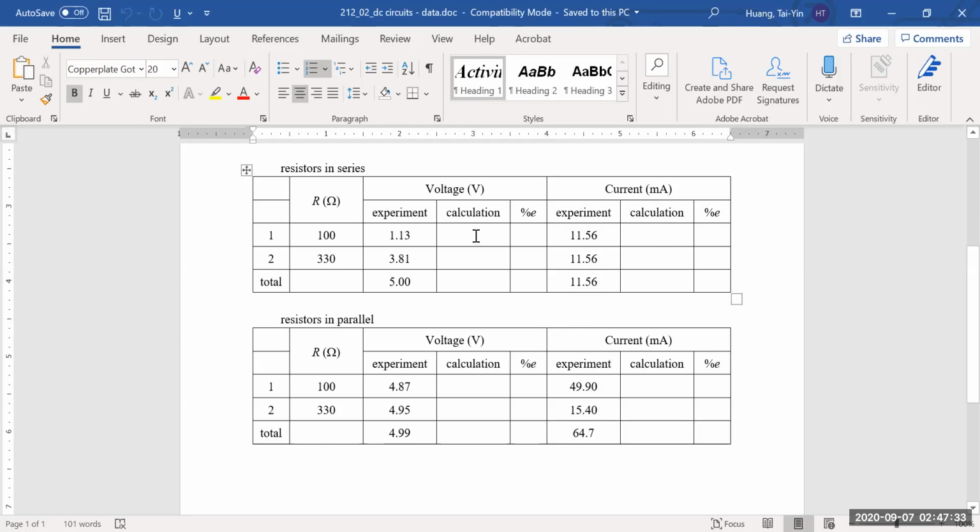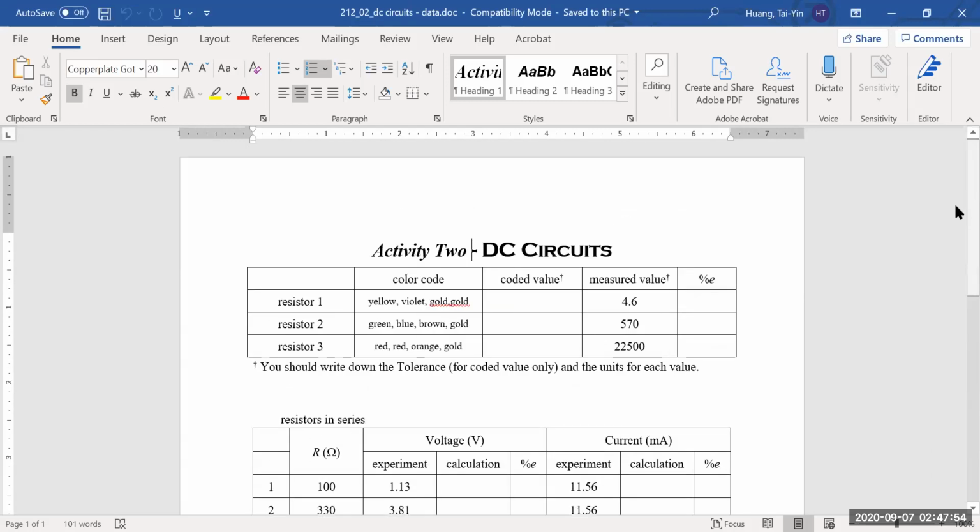And you just need to show me the V equals IR equation. You just need to show me one example of how you use that equation to calculate either voltage or current, for the series and for the parallel. Okay, so that's basically what you want to do.